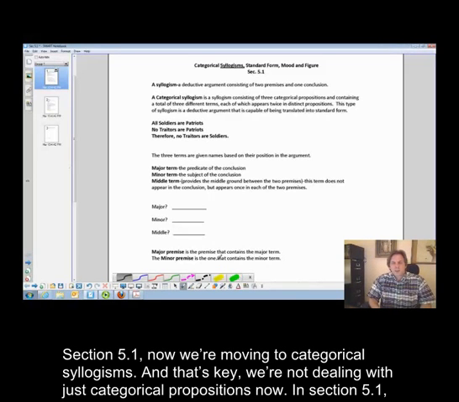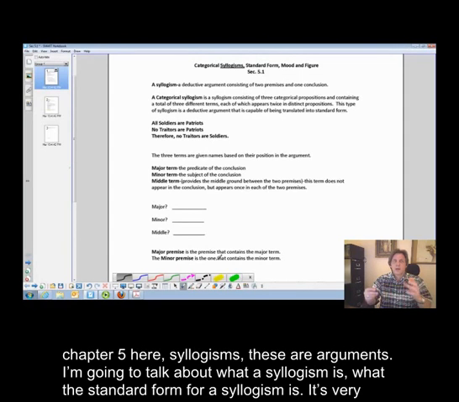Section 5.1, now we're moving to categorical syllogisms. And that's key. We're not dealing just with categorical propositions now. In Section 5.1, Chapter 5 here, syllogisms, these are arguments. So I'm going to talk about what a syllogism is, and what the standard form for a syllogism is.